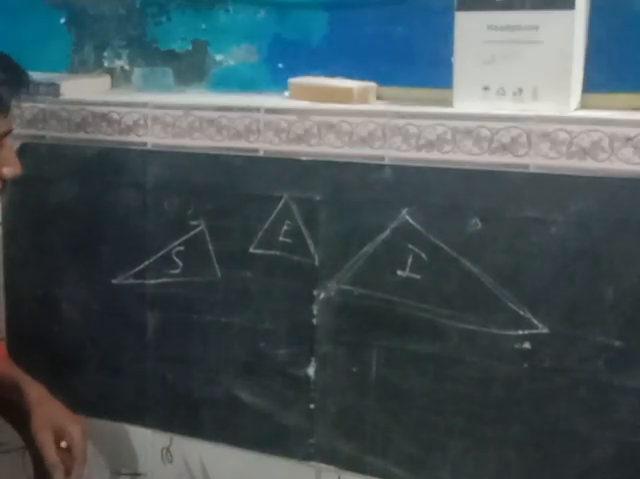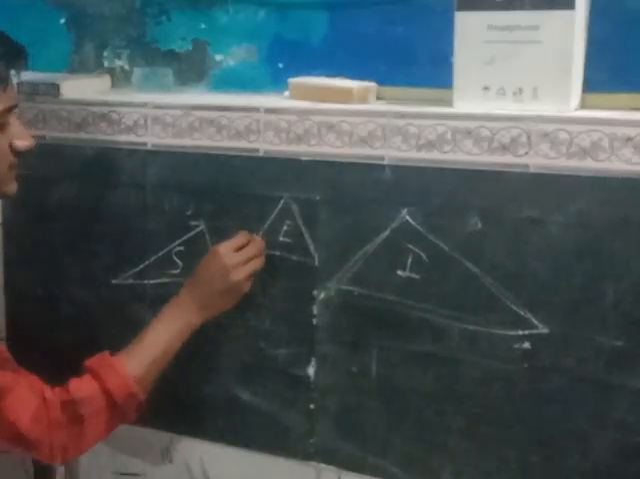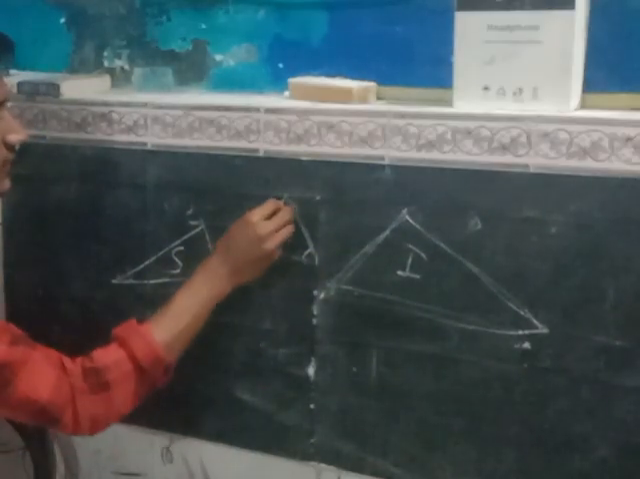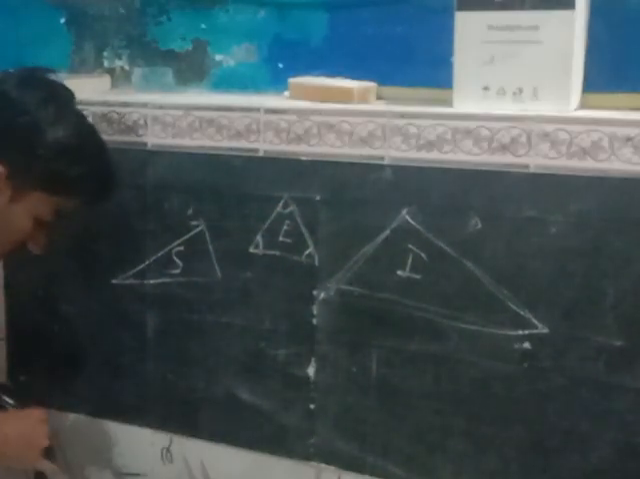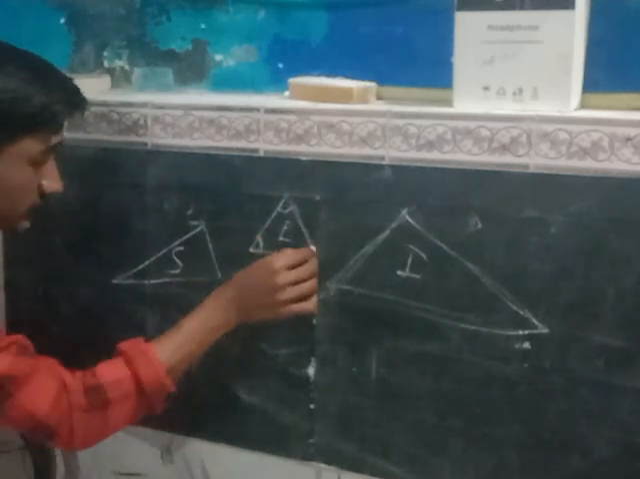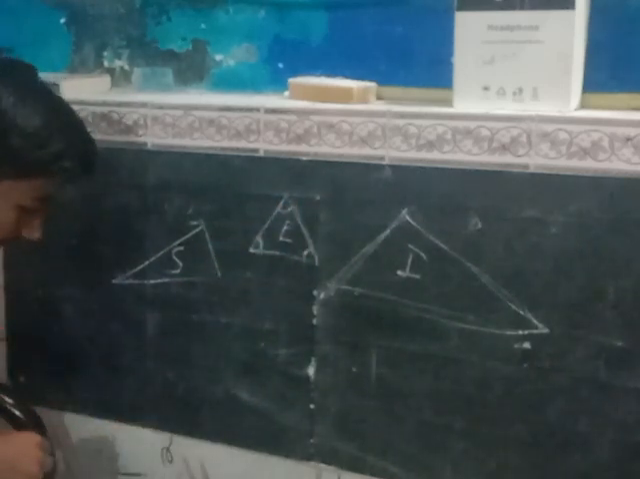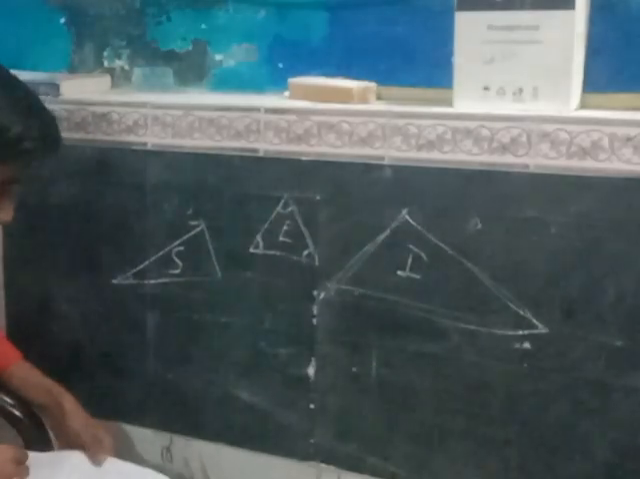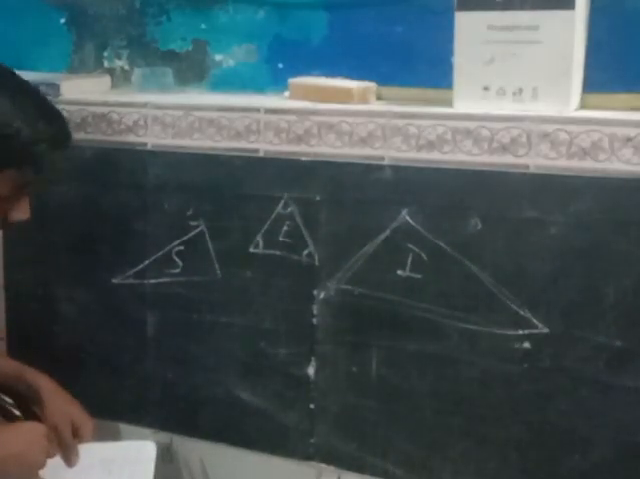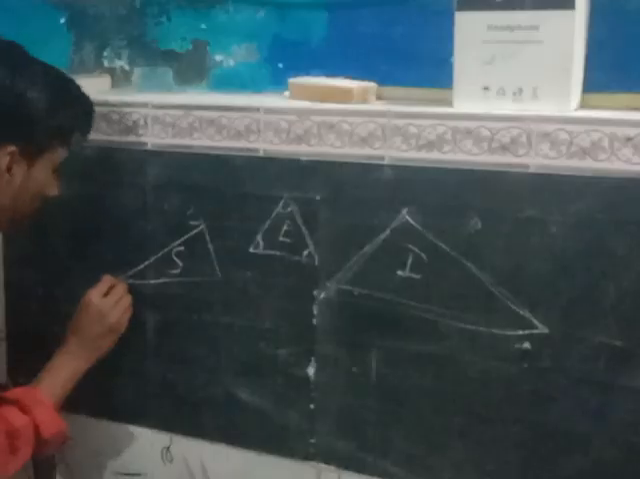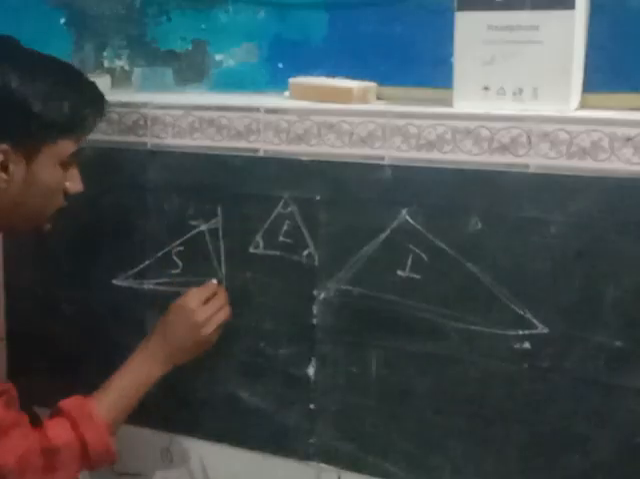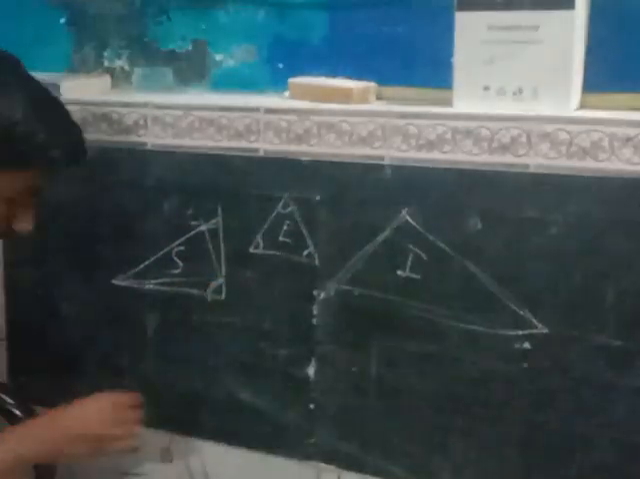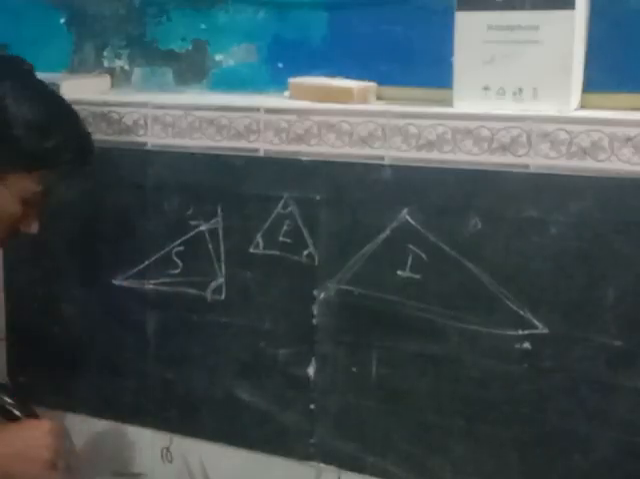So I think this equilateral triangle can be an acute triangle, because its angles are less than 90 degrees. And the second thing is a right angle triangle, which means one angle will be a right angle. So if I make it something like this, sorry, it can be a right angle.